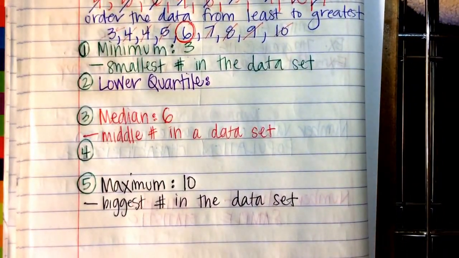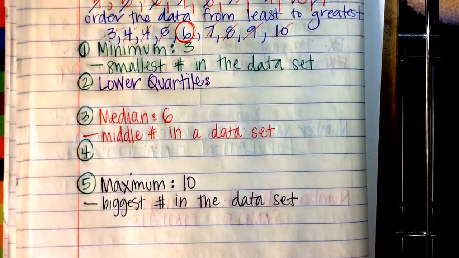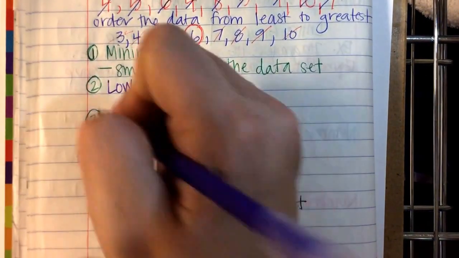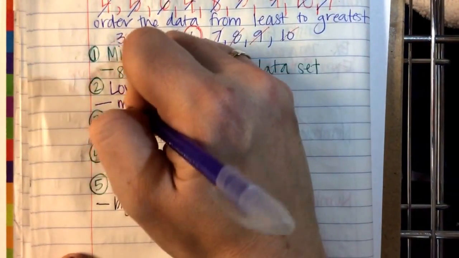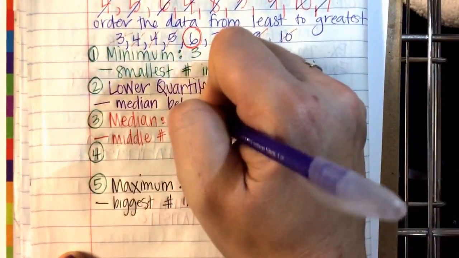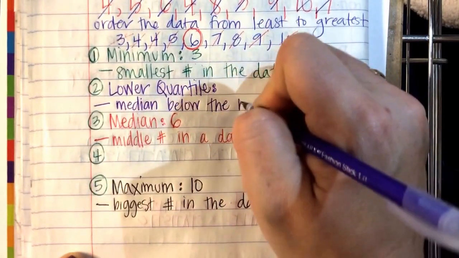Lower quartile. It's abbreviated LQ. You use it when you find a box and whiskers plot. And the definition of the lower quartile is the median below the median.